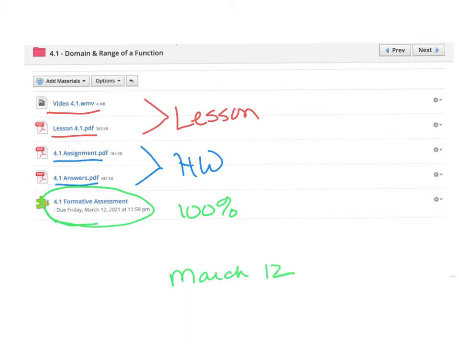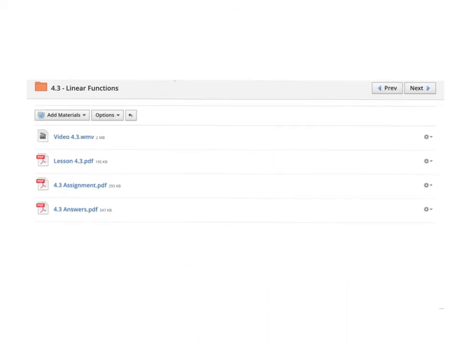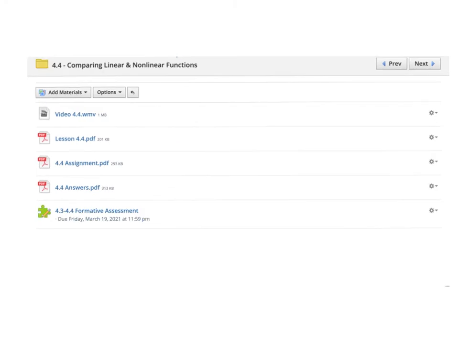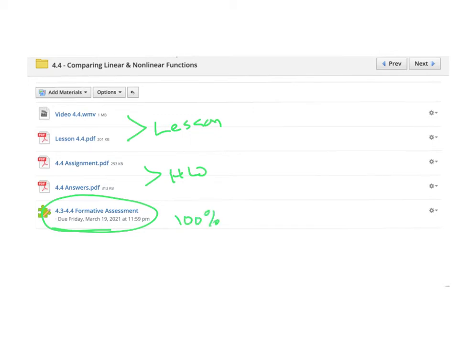Okay. Then 4-3, you're going to have the lesson and you're going to have homework. But there is no formative assessment for this one. 4-4 lesson, 4-4 homework, and then it's the 4-3 and 4-4 assessment that you have to have 100% by. And I believe this has to be done by March 19th.